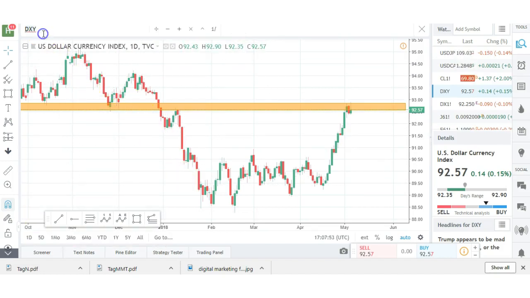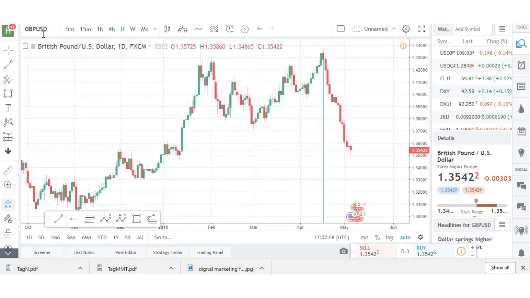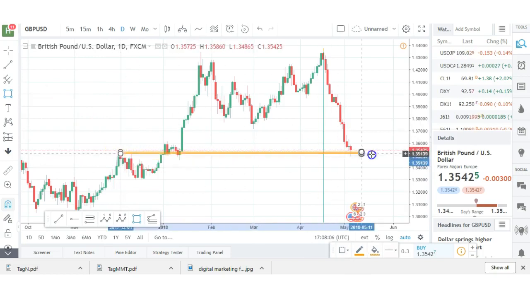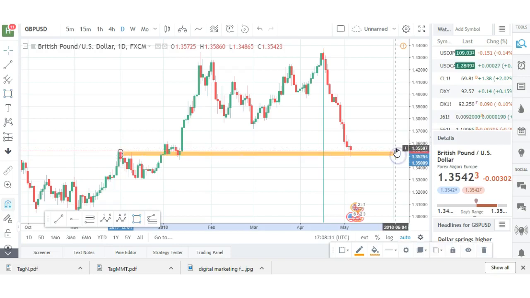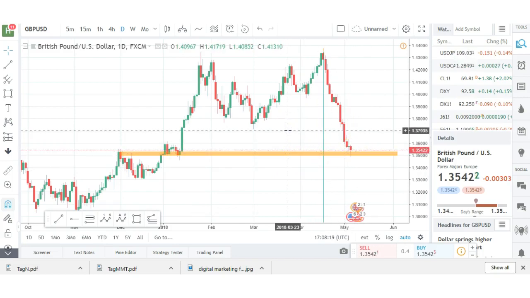Okay, let's go look at pound dollar. What will we notice here? Look at this. Same thing. We're right at support. Without a break and hold below the zone, we could most likely see a move back up. I would like to see this level first.